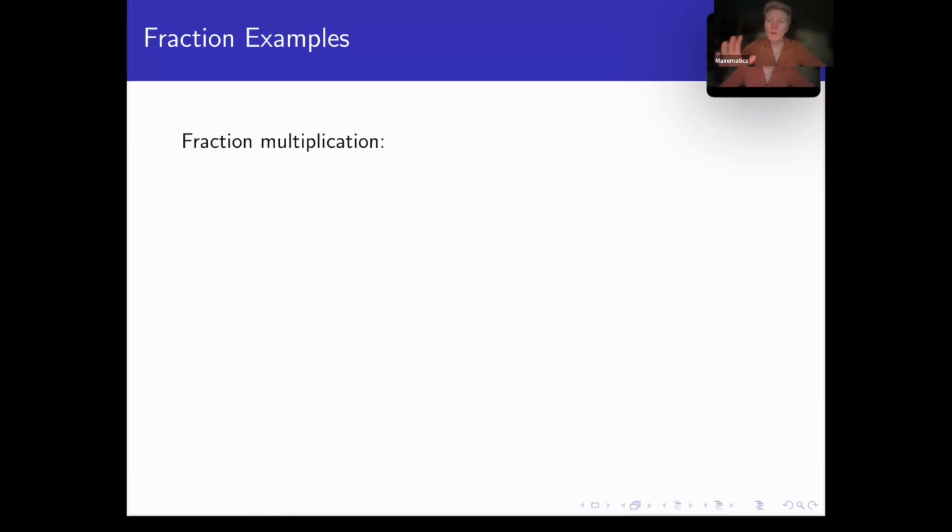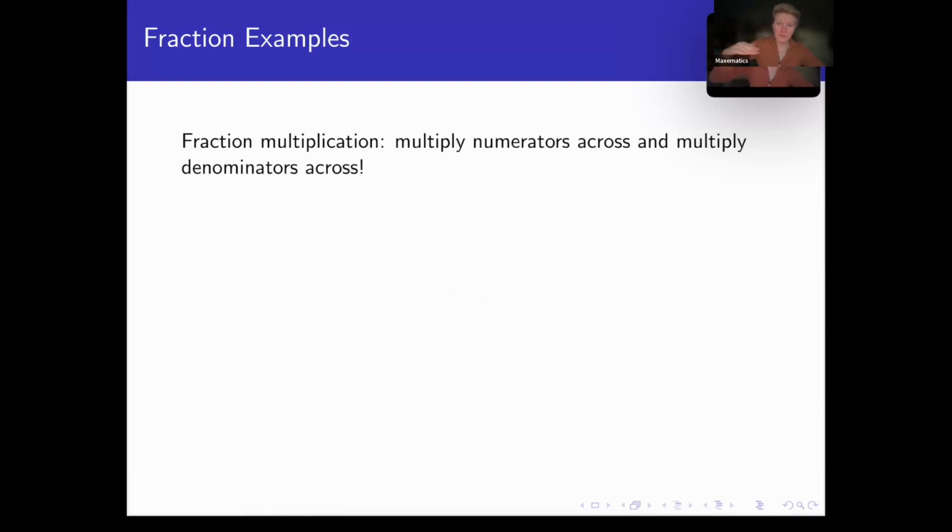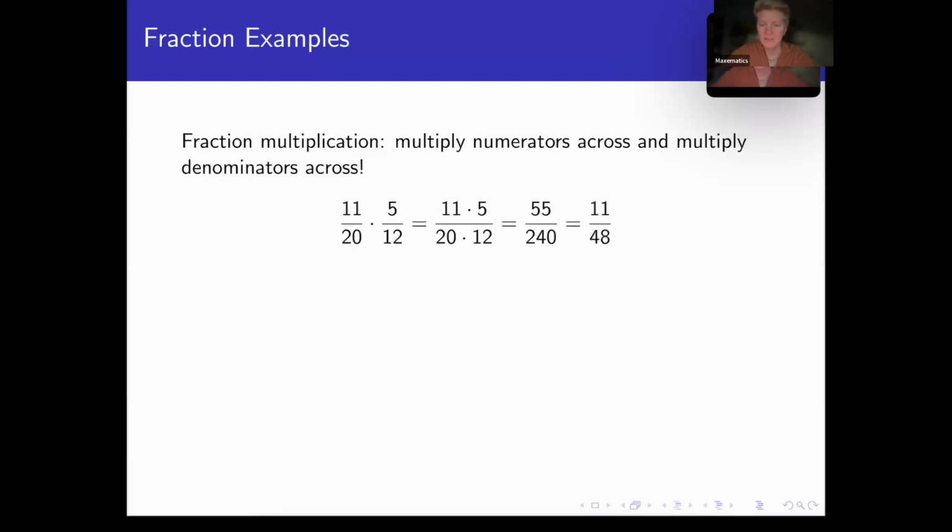Fraction multiplication. When we are multiplying fractions, all we're doing is multiplying the numerators across and multiplying the denominators across. So for example, 11 over 20 times 5 over 12. If we are multiplying, all this says is multiply the numerators divided by multiply the denominators. 11 times 5 is 55. 20 times 12 is 240. And we just saw on the previous slide how we can simplify these things.